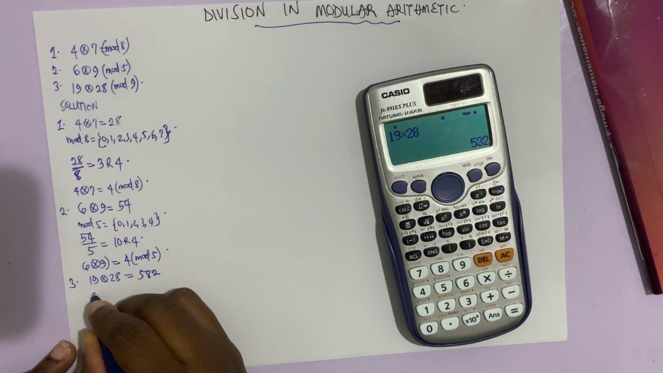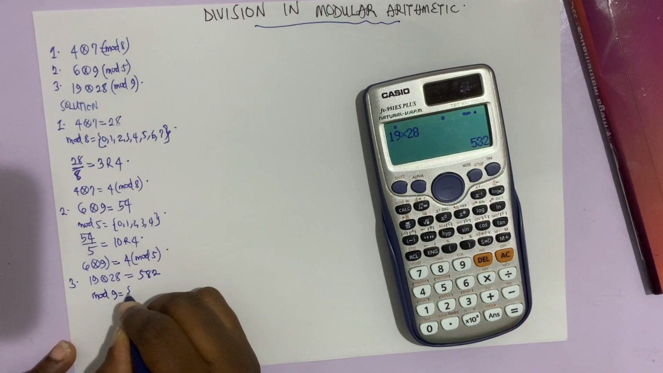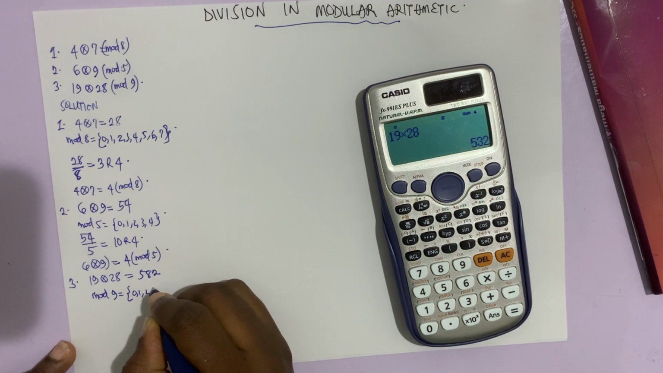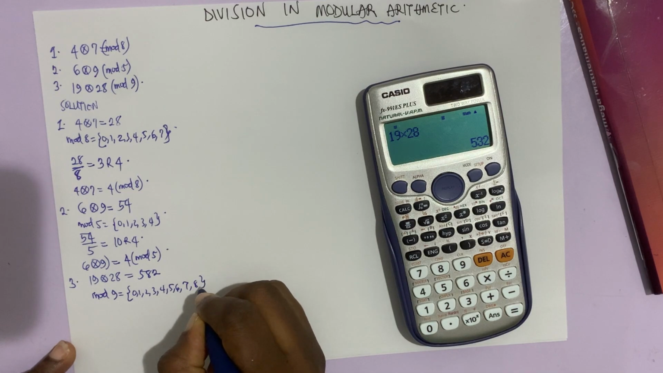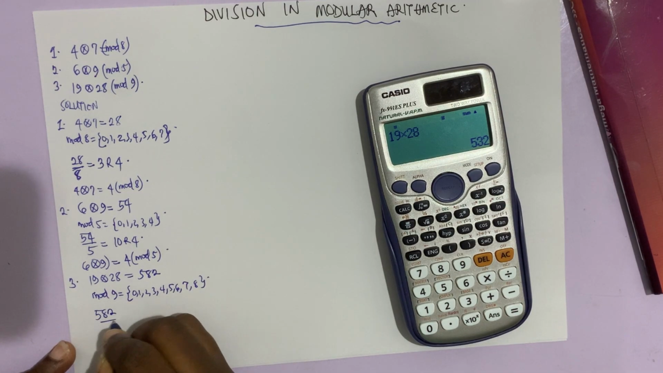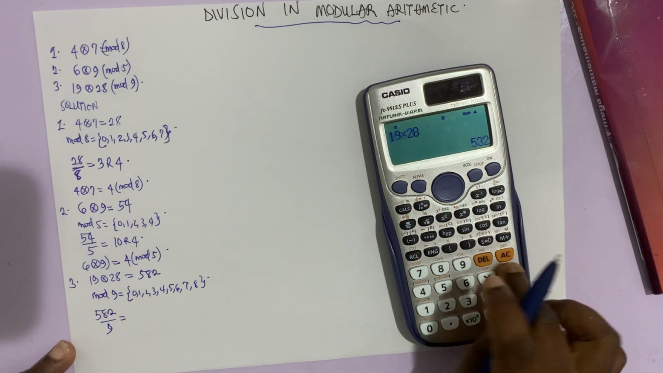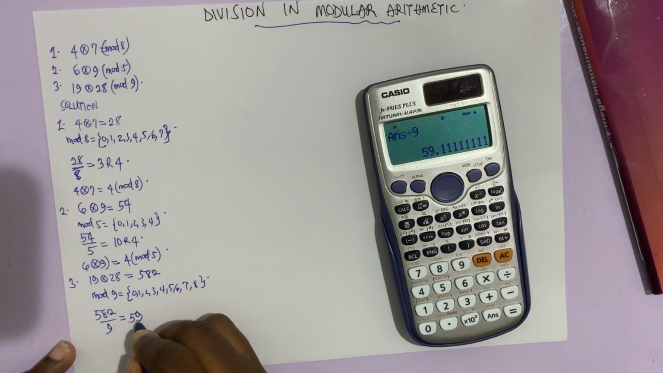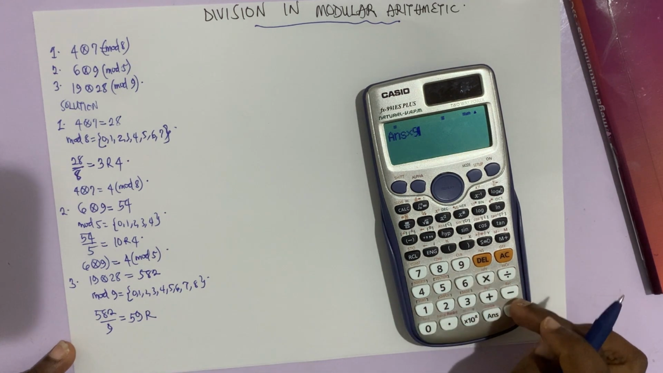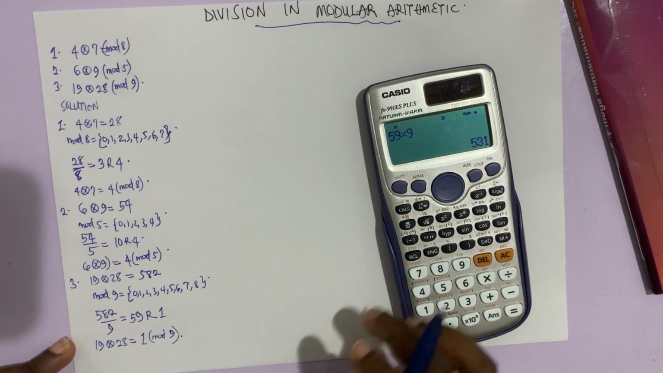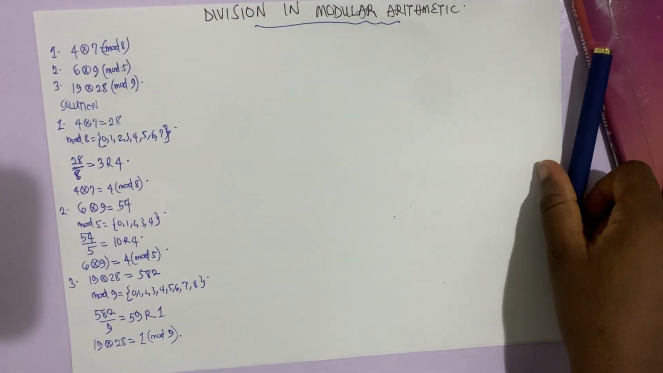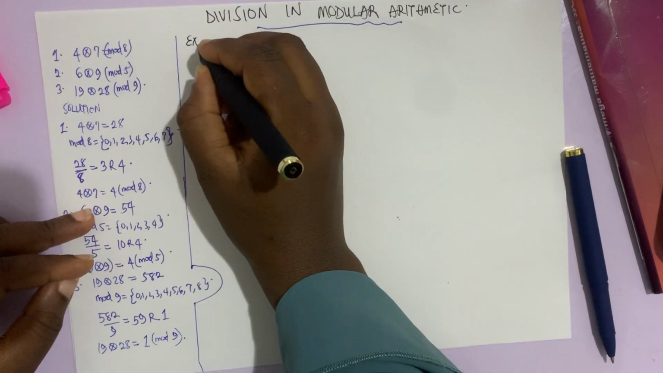In modulus 9, the valid residues are from 0 to 8. So 532 divided by the modulus, which is 9, would give us 59 remainder 1. 19 times 28 will give us 1 in modulo 9. And that is that on the solution to the take-home. So we move to today's video proper.